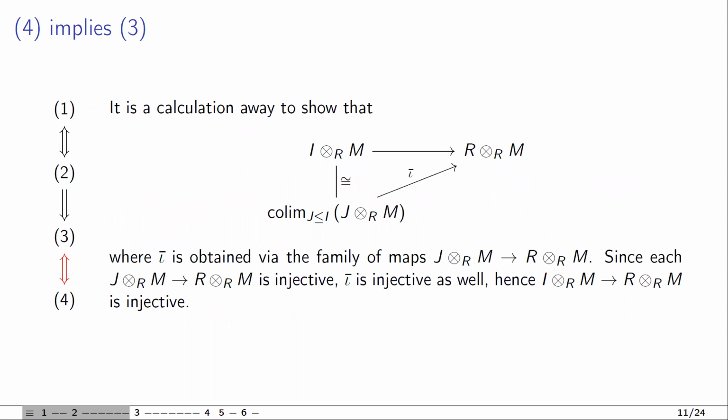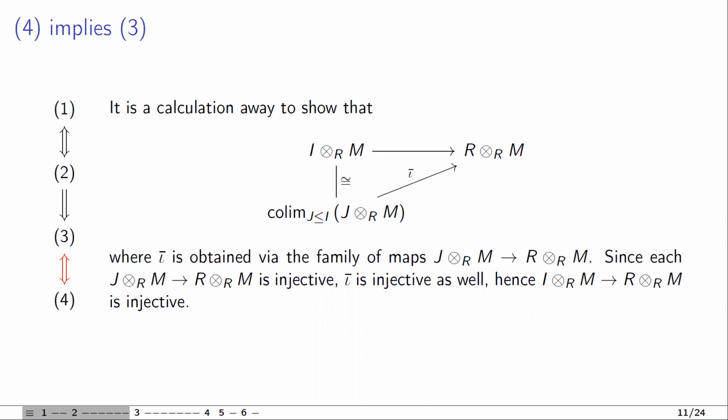And well, you can calculate that the embedding I tensoring with M to R tensoring with M factors through the isomorphisms from I tensoring with M to the colimit of J tensoring with M. So now if you want to prove that I tensoring with M to R tensoring with M is an injection, we just need to prove that this iota bar is an injection.